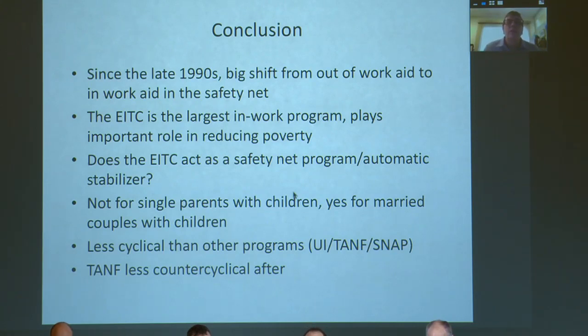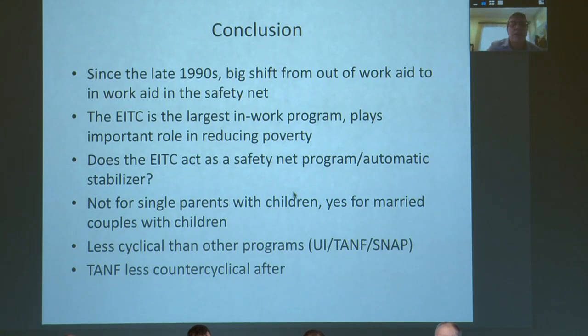But the conclusion that we have from this work: since the late 1990s, we know we've had this big shift from out-of-work aid to in-work aid in the safety net, and there's a lot of discussion about doing more of this. The EITC is the largest of these in-work programs, and it plays a very important role in reducing poverty, as well as having all of these other positive effects at a particular point in time.